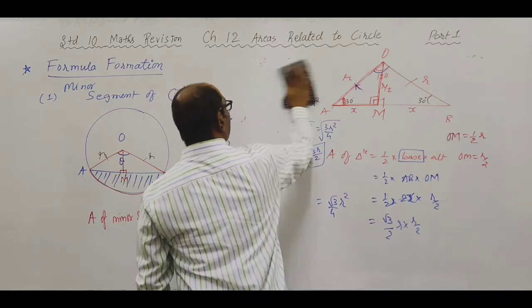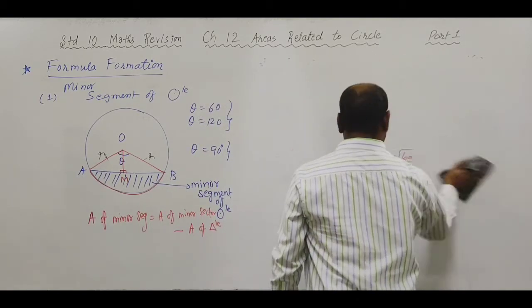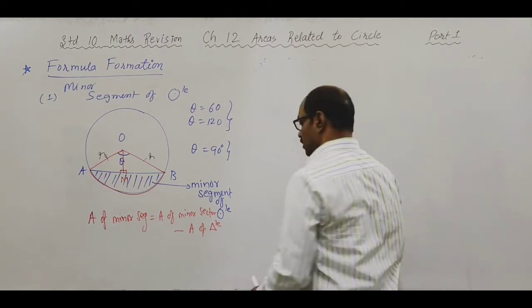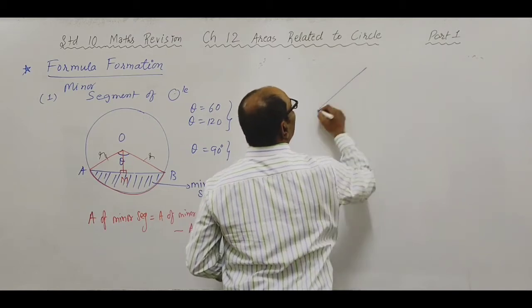Now, for 90 degree, it's very easy. 90 degree का तो बहुत आसान है. For 90 degree, it is very, very easy. That theta is 90.